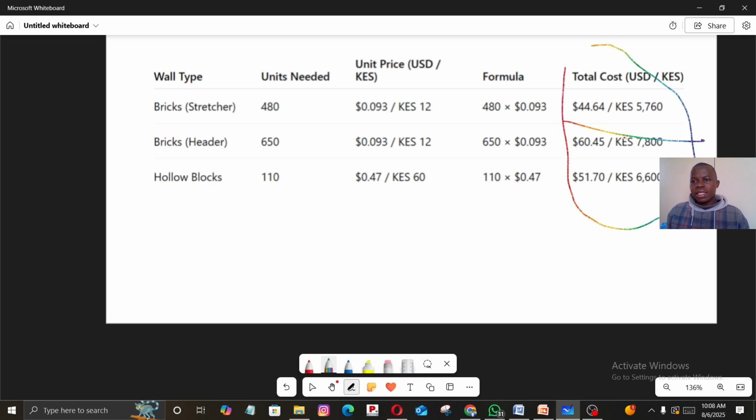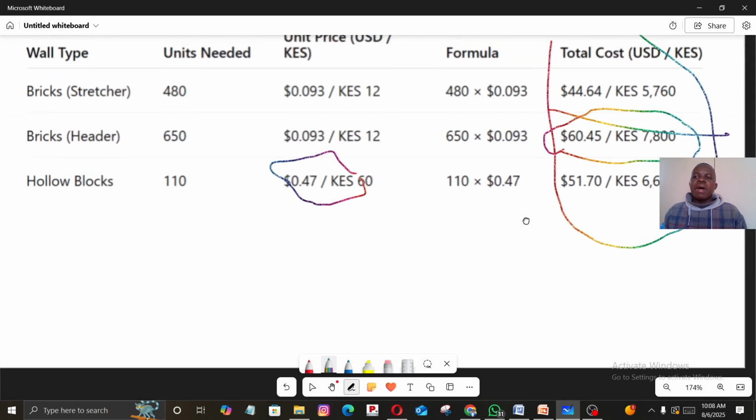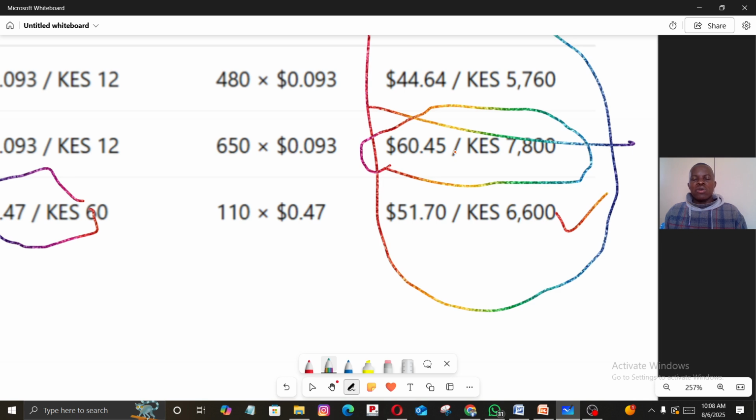From here, you can easily know that the number of bricks will be more expensive because they are using a lot of those bricks in header bond, while hollow block, despite having a higher unit price, will be fewer in number and hence the price will be lower. So you can just tell by seeing which one will be more cost effective.